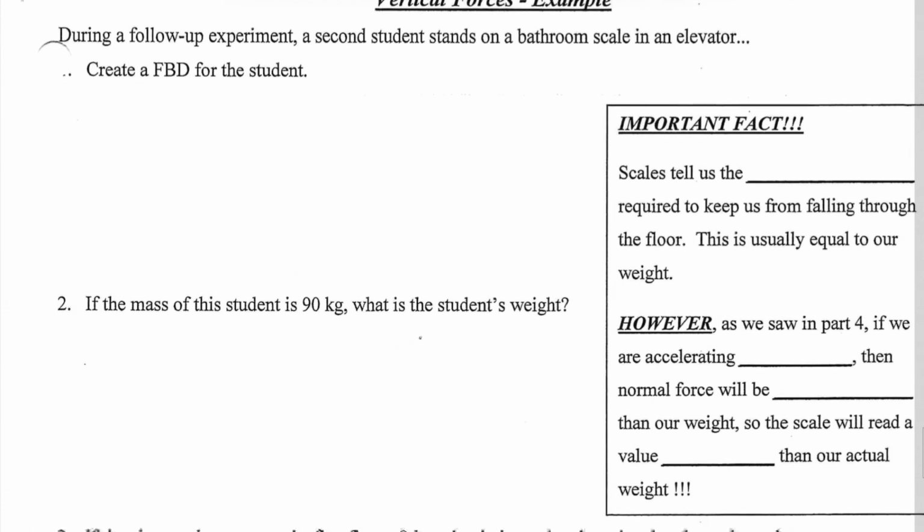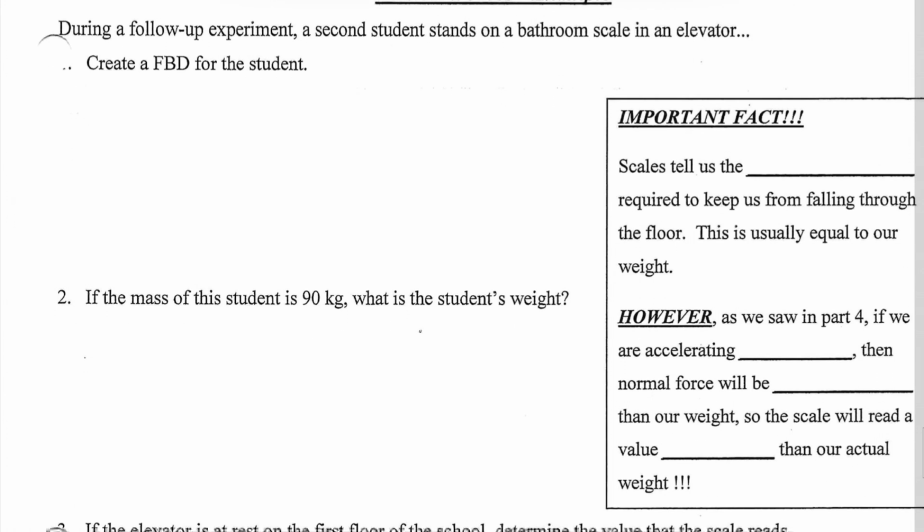Right, so let's do another example of this. During a follow-up experiment, a second student stands on a bathroom scale in an elevator. So again, let's draw our free body diagram for the student. We have the force of gravity down and the normal force up. We don't know how they compare yet because we don't know which way the elevator is moving. If the mass of this student is 90 kilograms, what is the student's weight?